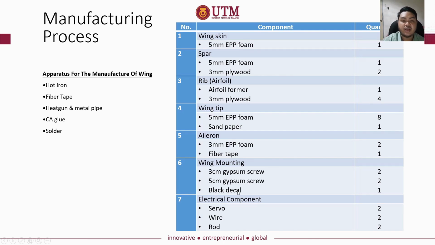The function of the black decal is to mark the position for the screw. And for the electrical component, we are using 2 servo, 2 wire and 2 rod. The servos are used to give the force to move the aileron upward and downward. The wire is for the electrical transmission from the battery to the servo, and the rod is to transfer the energy from the servo to the aileron so that the aileron can be pushed and pulled to make it deflect upward and downward.